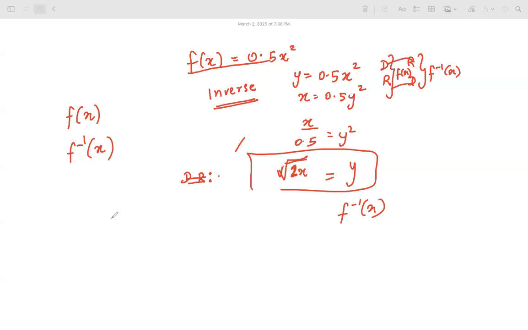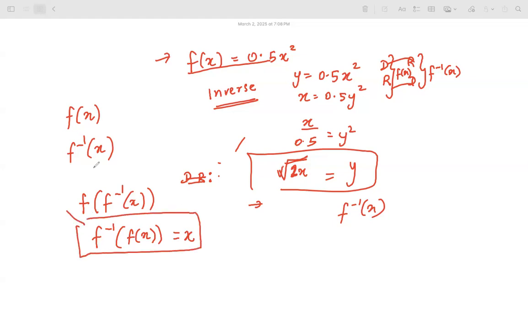Okay. Now, yet another thing, if they are really inverses, right? This and this are inverses, right? In that case, the composition f of f inverse of x, or f inverse of f of x, equals x. Have you heard about this too? Yeah. Parvini, have you heard about this?